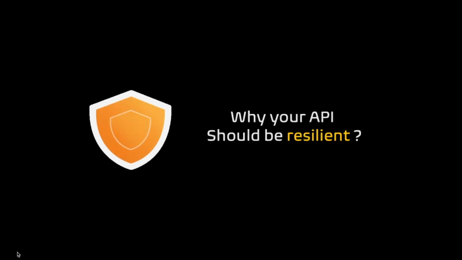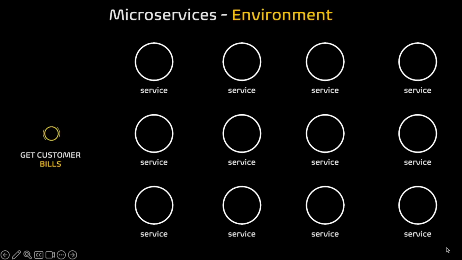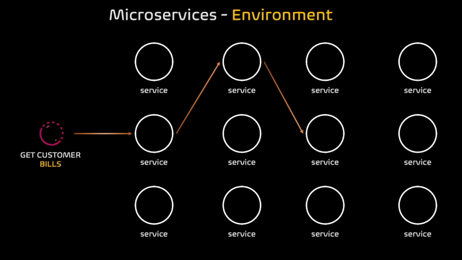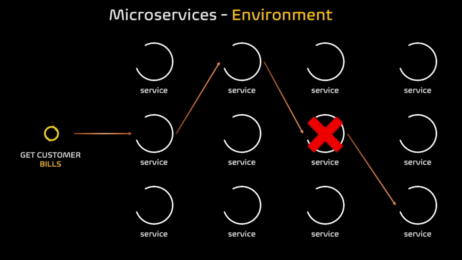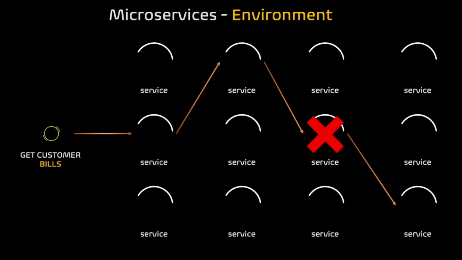Why your API should be resilient? Every backend programmer should know the answer to this question. Imagine that we are working in a microservices environment and we want to get customer bills. Our HTTP request will pass through multiple services to get the data. But sometimes the path can be messy and one of the services can fail to respond for a reason or another. But what can we do in this case? This is where resilient patterns can be useful.